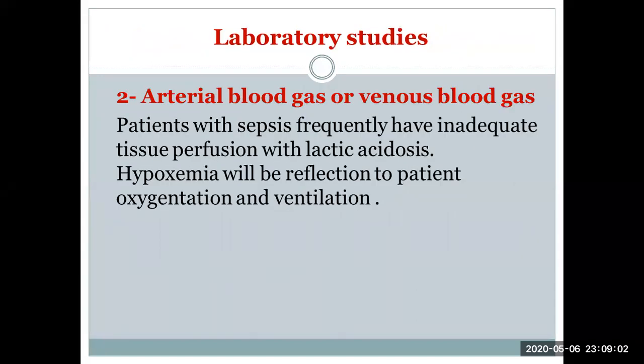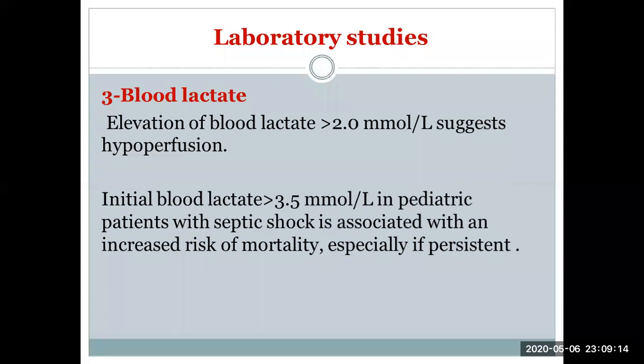Arterial blood gas or venous blood gas to assess tissue perfusion, with lactic acidosis to be troubleshooted and managed accordingly. Hypoxemia as well, secondary to ventilation mismatches and the sepsis of the patient. Blood lactate elevation of more than 2 millimole per liter suggests hypoperfusion, so take the number seriously, and serial monitoring of lactate is necessary in such patients.